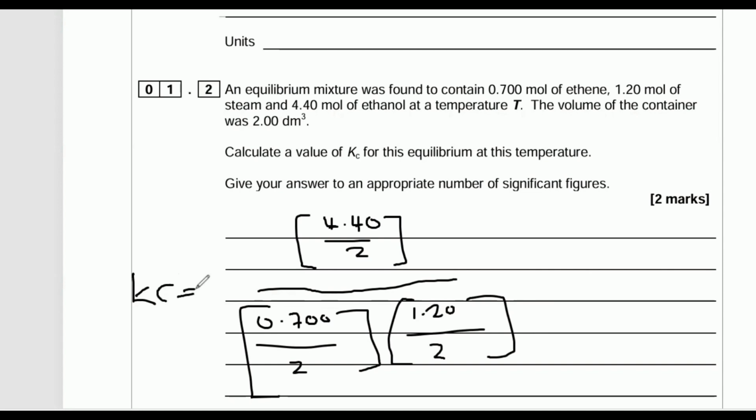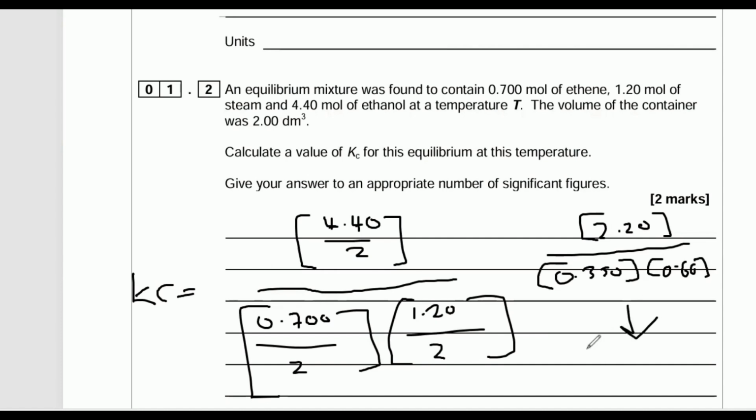If you want, you can simplify that. That's going to be 2.20 over 0.350, and we're going to times that by 0.60. If we smash that all in our calculator, Kc comes up as 10.476. And all I need to do is put this to the appropriate number of significant figures.